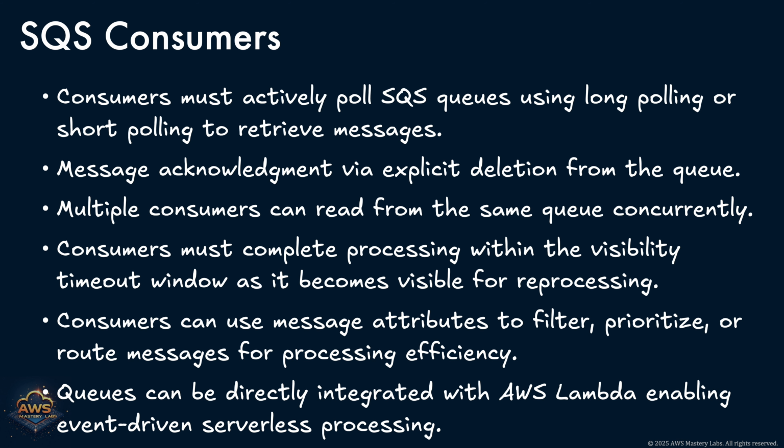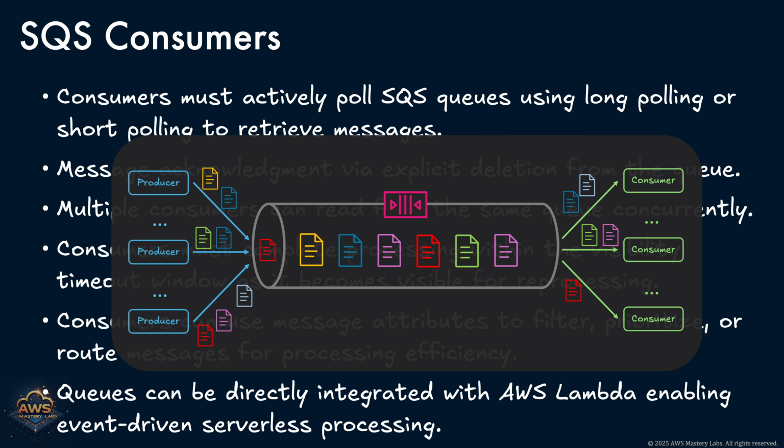An important aspect consumers must manage is the visibility timeout. When a message is retrieved, it becomes invisible to other consumers for a defined period. The consumer must complete processing and delete the message within this window. If it fails or times out, the message becomes visible again and can be reprocessed, ensuring no message is lost. Consumers can also take advantage of message attributes. These key value pairs can be used to filter, prioritize, or route messages, allowing consumers to implement more intelligent and efficient processing logic tailored to business needs.